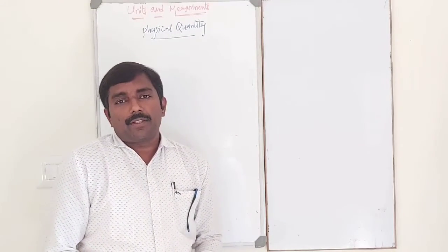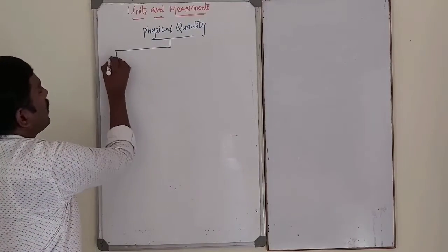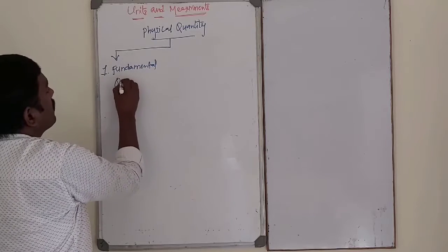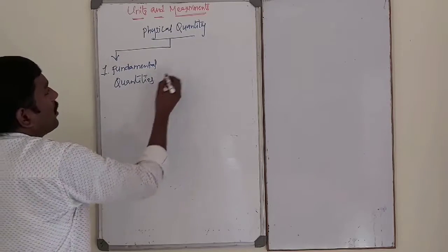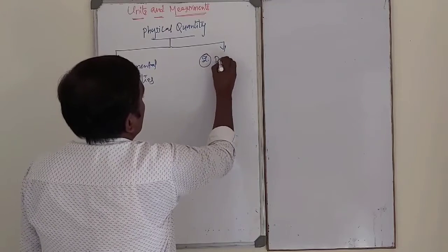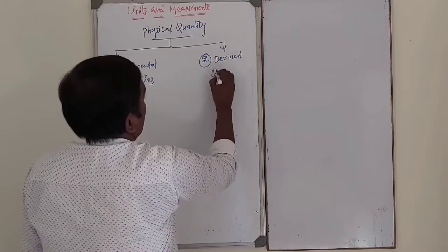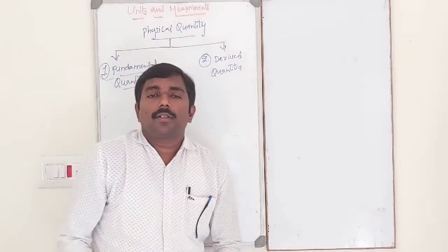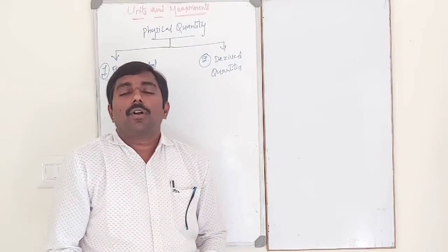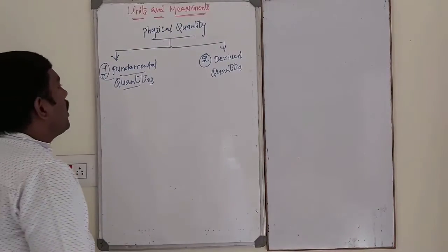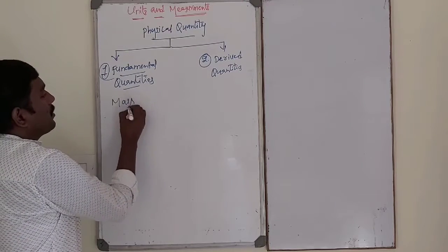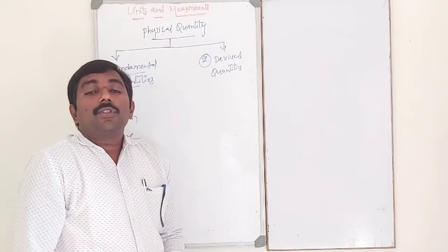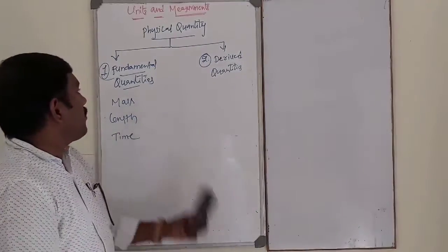Physical quantities are classified into two categories: fundamental quantities and derived quantities. First, fundamental quantities. What are fundamental quantities? The quantities which cannot be derived are called fundamental quantities. Examples: mass, length, time. These are fundamental quantities.